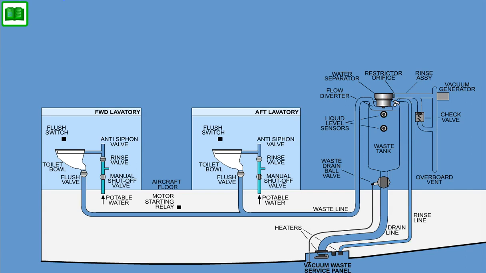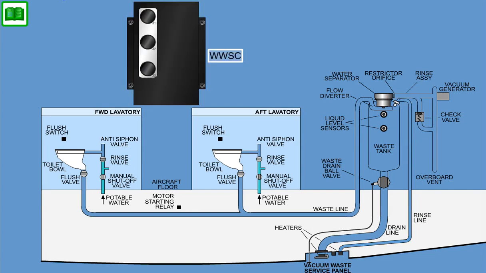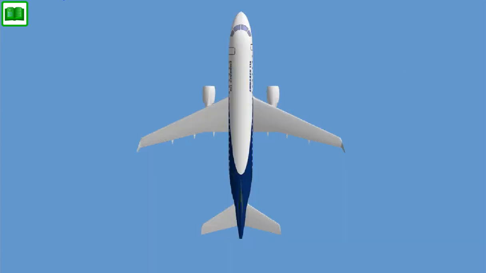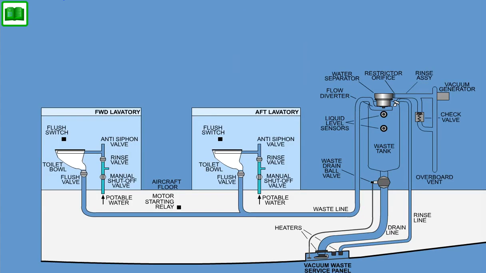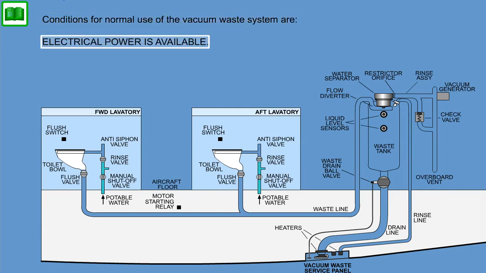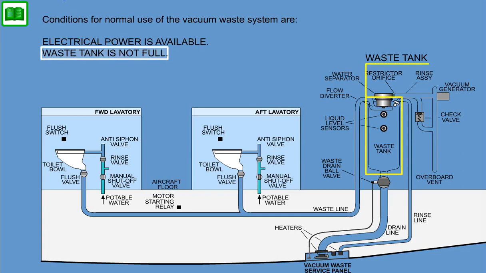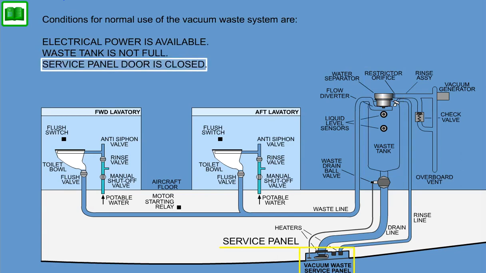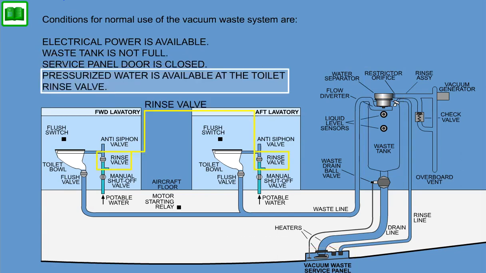The system is operated and monitored from the WWSC. 1 to 3 toilets can be installed in the aircraft: aft left, aft right, forward left, and forward right. Conditions for normal use of the vacuum waste system are: electrical power is available, the waste tank is not full, the service panel door is closed, and pressurized water is available at the toilet rinse valve.